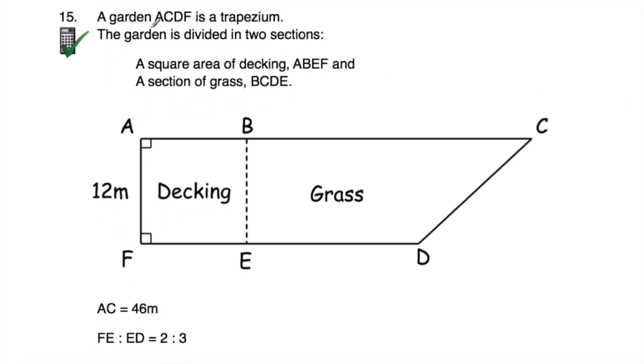So question number 15 says a garden ACDF. So ACDF is a trapezium. So as you can see, it's a trapezium.